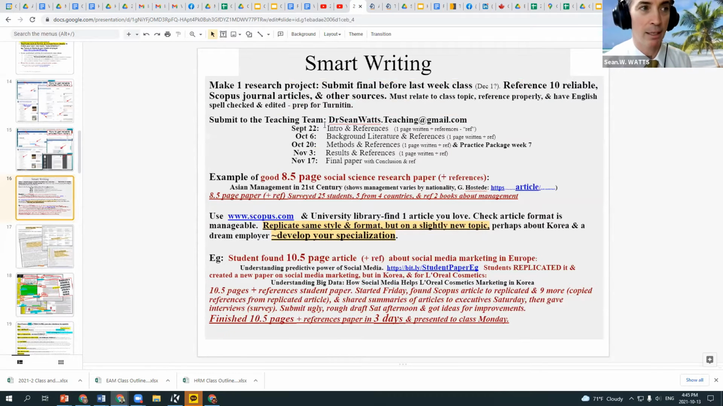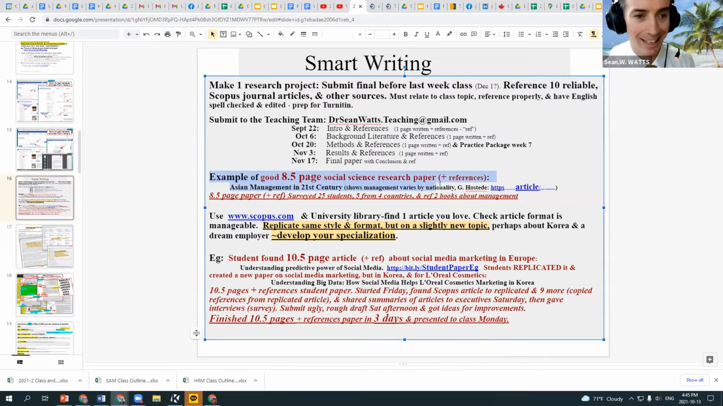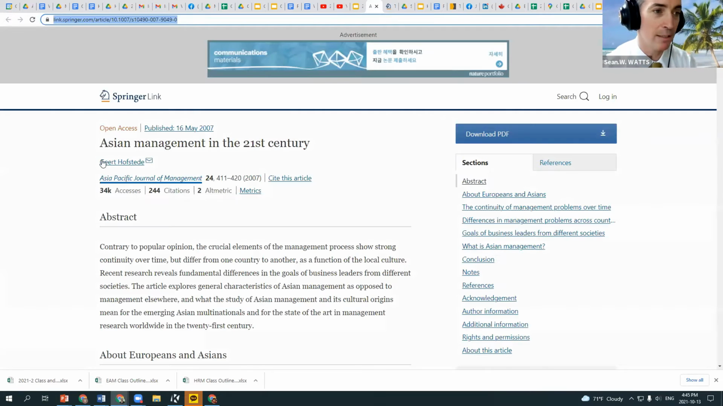Here is the class. This again is the class requirements. On slide 16, it shows the due dates of what we're talking about. This area here is an example of a good short 8-page social science research project. It has 8.5 pages plus references. It surveyed just 25 students, 5 from 4 different countries, and it referenced 2 books about management that are super, super famous. If I show you what it is, can you see the screen here?